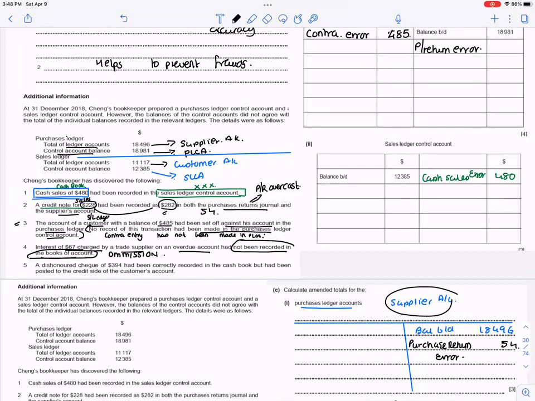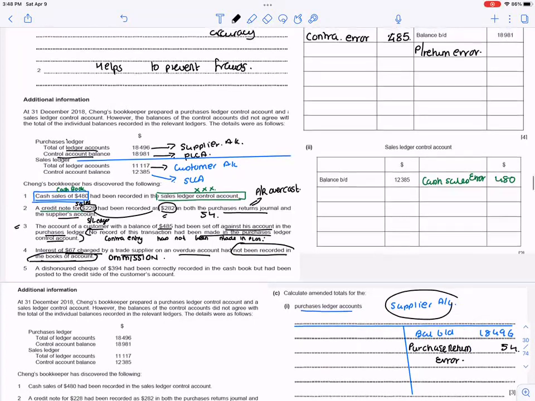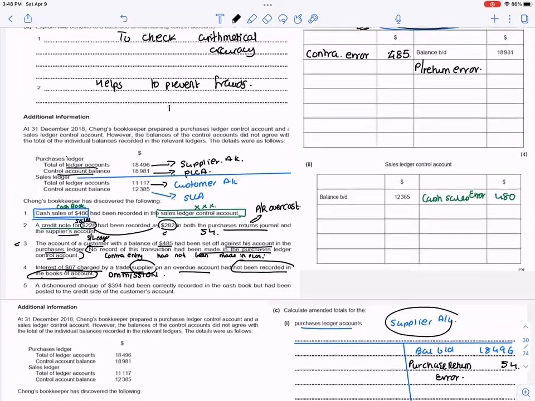Ledger means supplier account. Journal means control account. Interest on overdue was not recorded in the books of account, and this interest is related to the supplier. That means you have to record it in the PLCA and the supplier account. Credit side, correct?